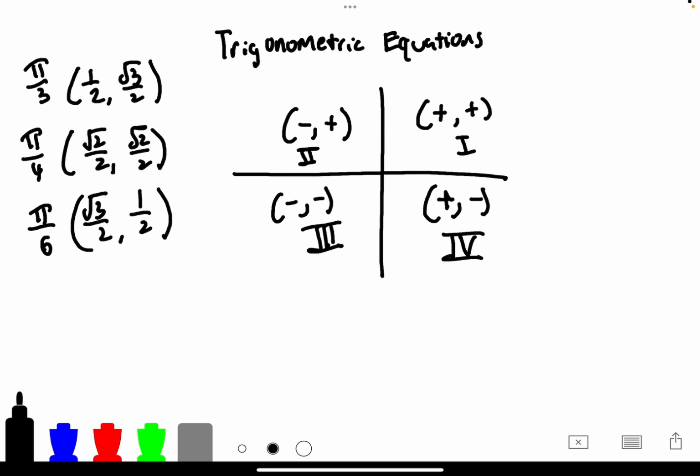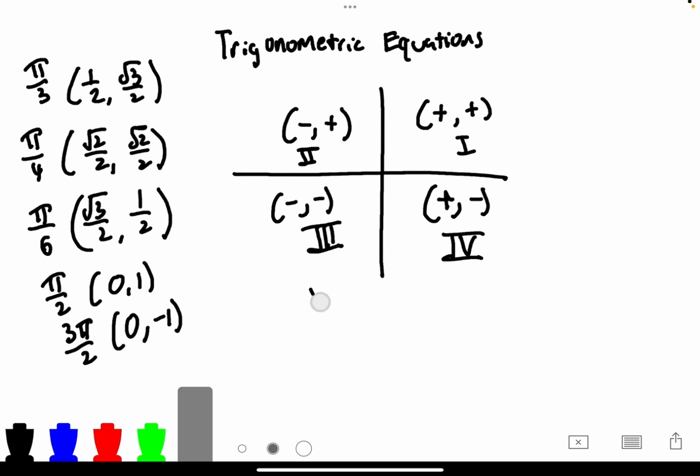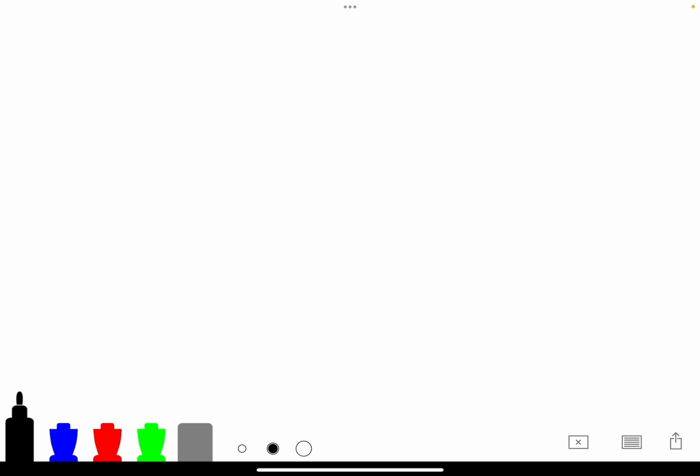Other ones to keep in mind would be pi over 2, which would be 0, 1, as well as 3 pi over 2, which would be 0, negative 1. So just keep those in mind as well. Otherwise, let's get started. So, let's start with an easy one.